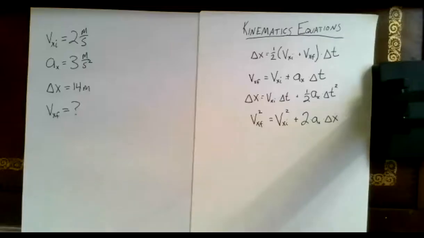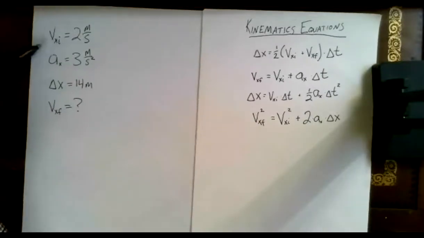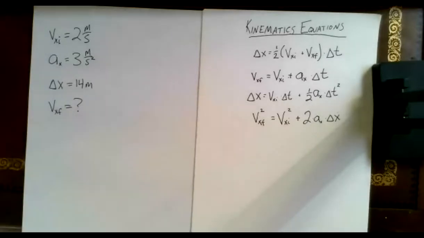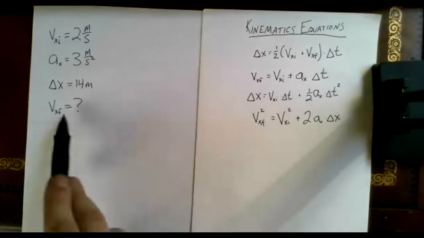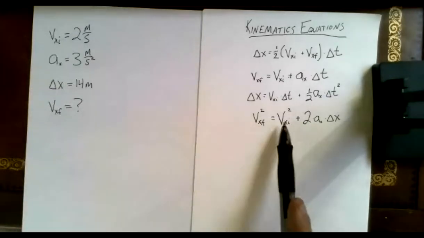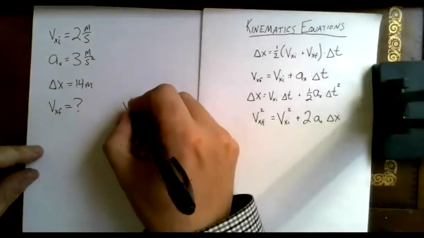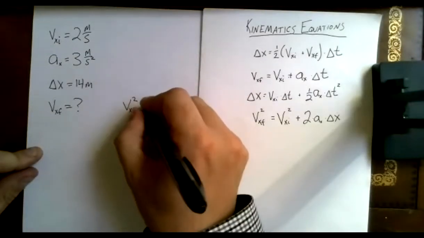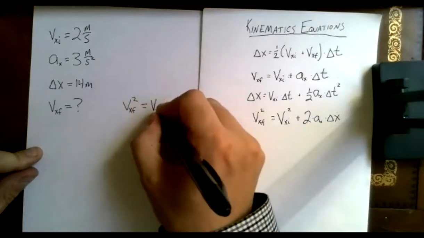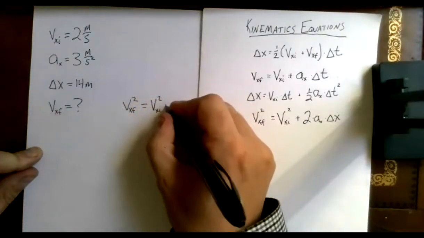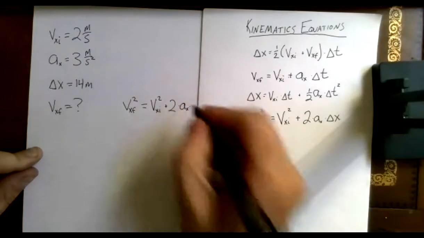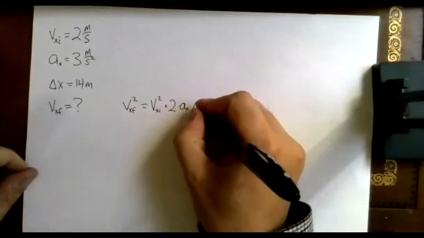So we've got VXI, we've got AX, delta X, and VXF. So which of our kinematics equations could we use to solve this problem? The last one. Yeah, that's right. The last one has those quantities, VXI, VXF, AX, delta X, and that's the only one with those exact quantities, so we'll copy that down. Final velocity squared equals initial velocity squared plus 2 times acceleration times displacement.